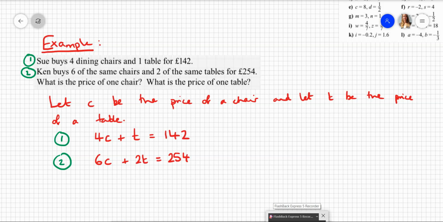Why Ken wants 2 tables and only 6 chairs, I don't know. You're only going to have 3 at each. Doesn't make a lot of sense, but, you know, it's Ken's money. He can do what he likes with it.